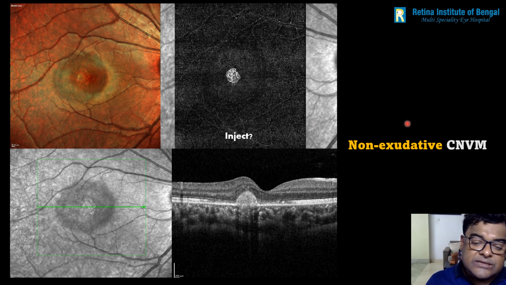There is actually no trial which shows that we should treat non-exudative CNVM. Surely we must monitor these patients carefully, because if they start leaking, then we definitely treat. But if based on this on-face image alone we decide to treat, that would be wrong. So always look at the on-face image along with the B-scan image.